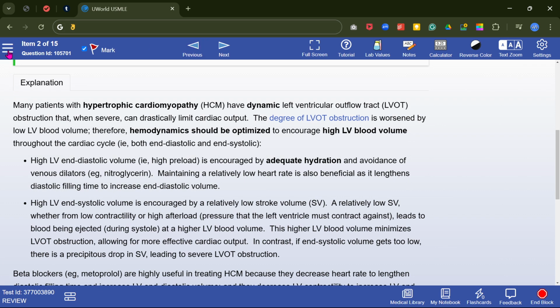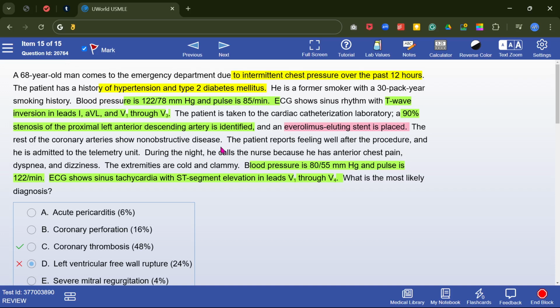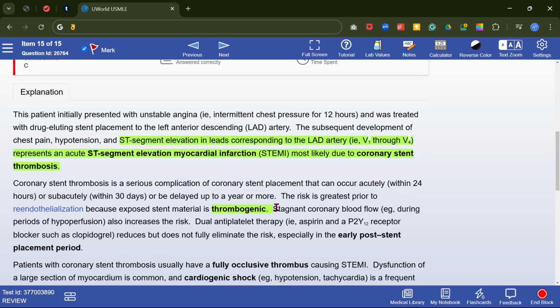Okay, there is one question I would like to discuss about coronary thrombosis. If you put in a stent, the patient has recurrent unstable angina, intermittent chest pressure for 12 hours, and ST segment elevation in the LAD territory. ST segment elevation MI, most likely coronary stent thrombosis.